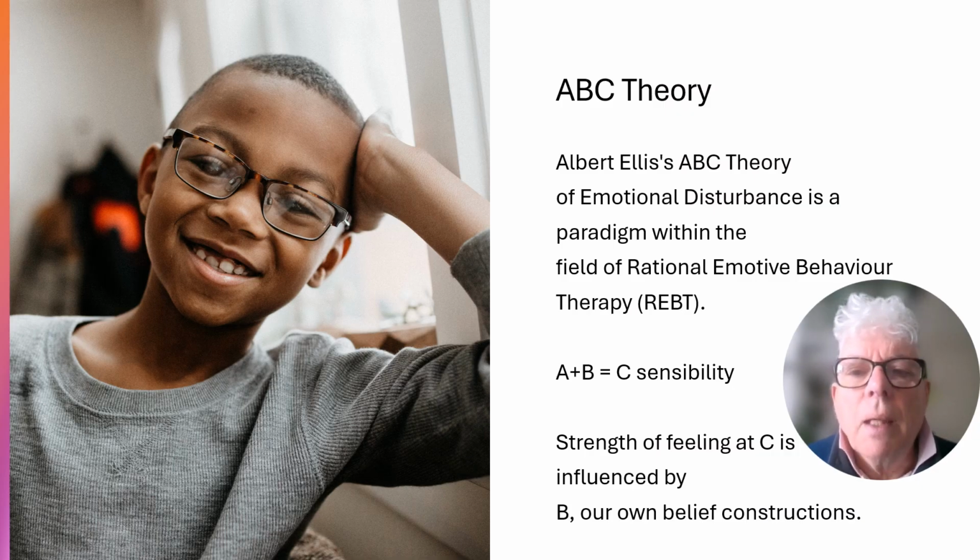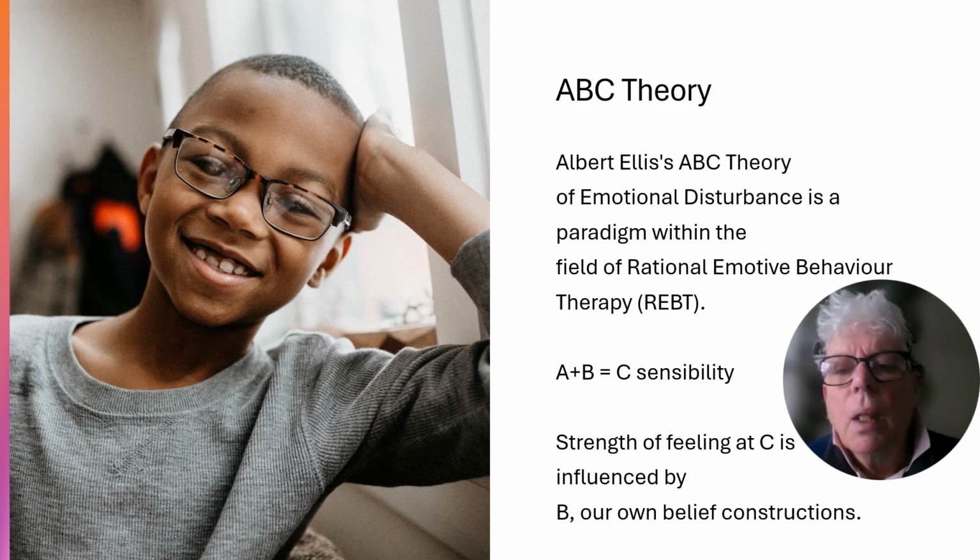Let's revisit Albert Ellis's ABC theory of emotional disturbance. When we teach children the Have a Go Spaghettio approach to social emotional learning, we're helping them understand that there's a connection between the event, our perception of the event, or our thinking about the event, and how we feel and act as a consequence of experiencing that particular event. It's called the ABC theory of emotional disturbance.